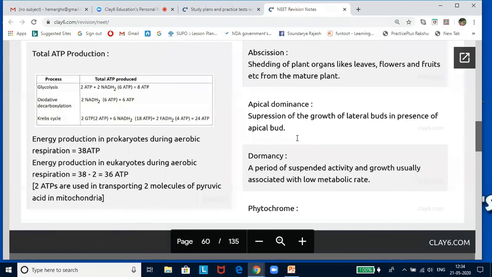So with this, we have covered all the concepts that are relevant from the NEET point of view. I hope you have understood all the points. Now let us look into the test.